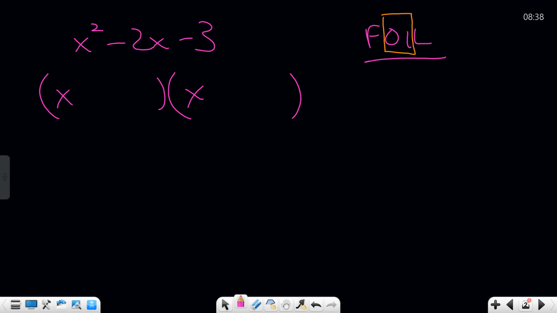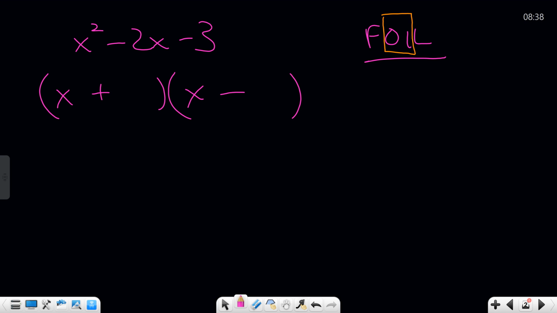If we go back to this screen then, what do I have? Plus plus, minus plus, or minus minus? Plus. Plus minus. Now to fill in the numbers, I need factors of 3 that when multiplied together give me -3, but when added together give me -2. What are the factors of -3?